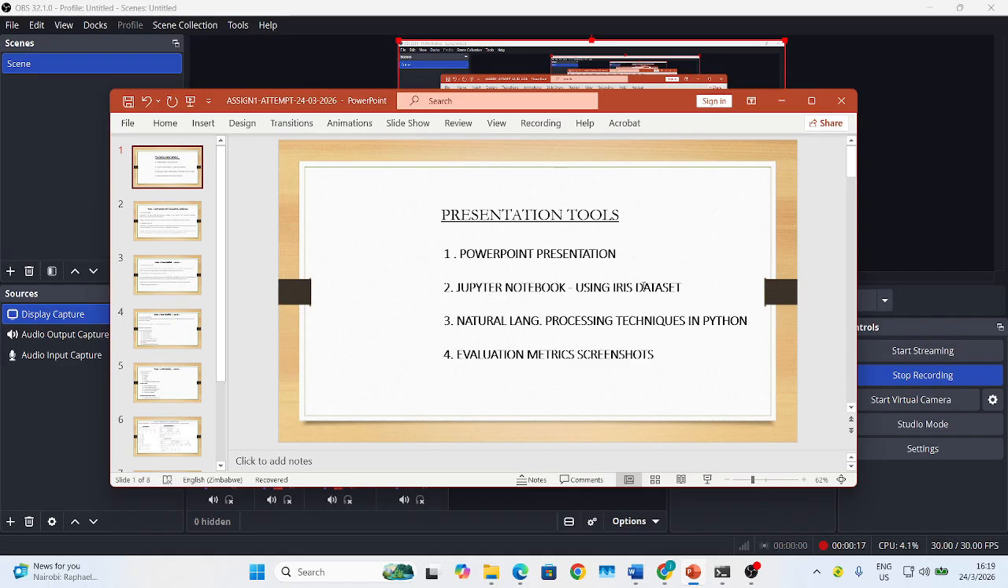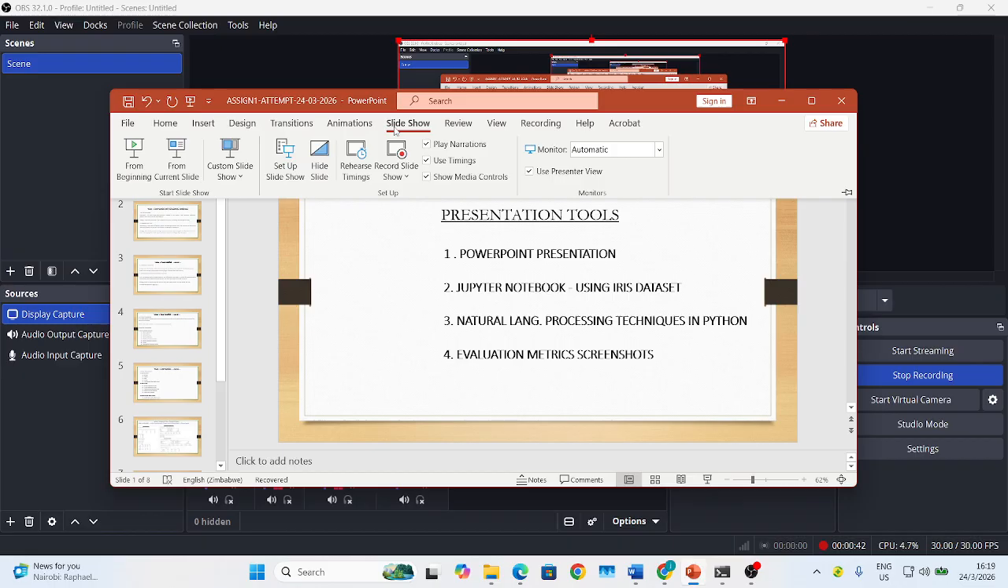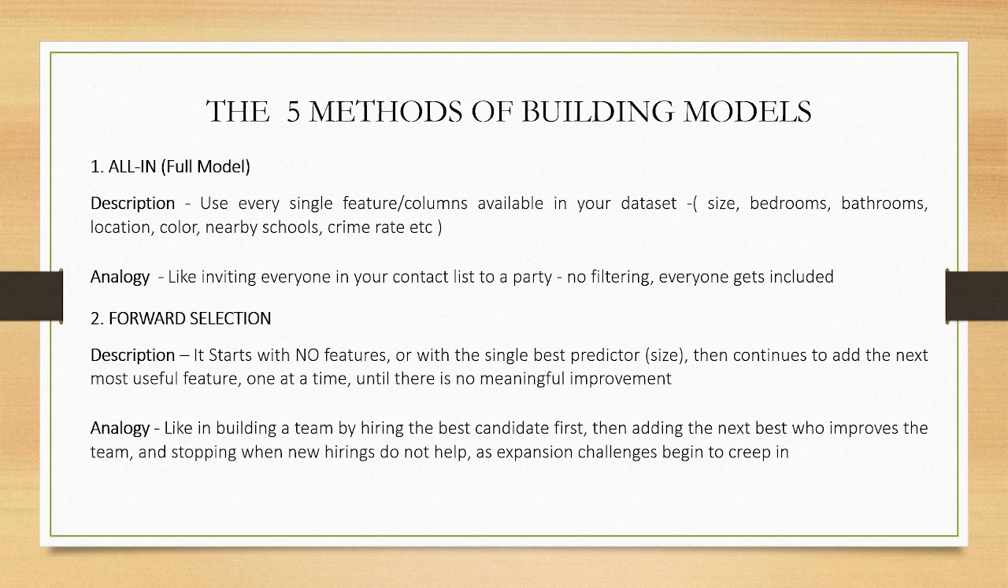Will you allow me an opportunity to present my attempted assignment in the following tools? Number one, PowerPoint presentation, which I'm actually looking at right now. Number two, Jupyter Notebook using the Iris dataset. Number three, natural language processing techniques in Python. Number four, evaluation matrix screenshots. So maybe if you can allow me to run it in a magnified way.